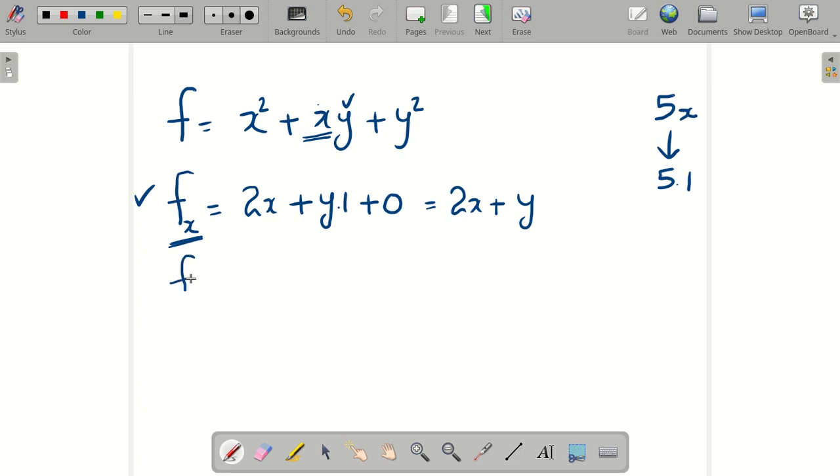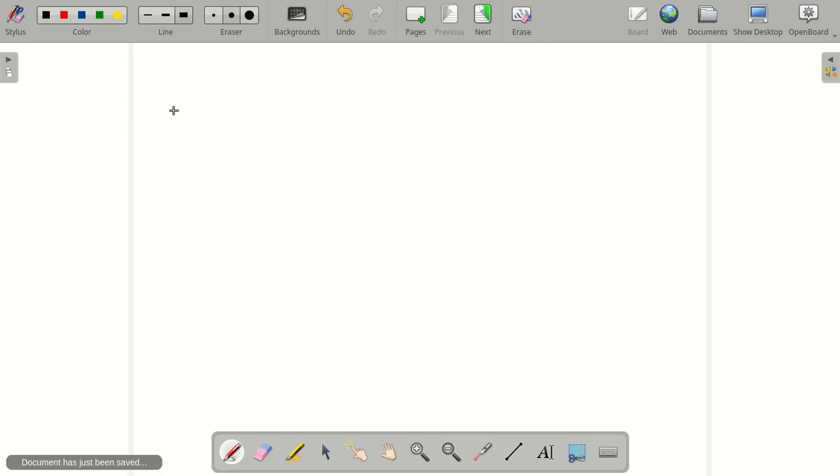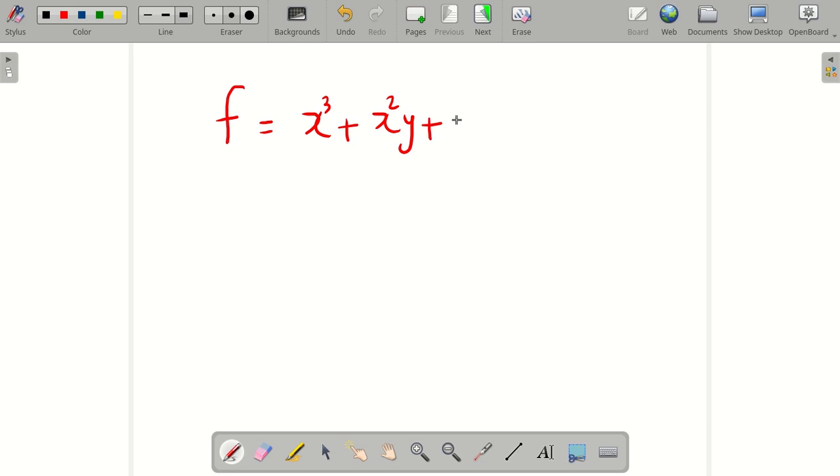And if you want to differentiate with respect to y, you imagine y is the only variable. So the derivative will be 0 plus x into 1 plus 2y. Well, the answer is x plus 2y. Once more, we'll go for a last example. Suppose we have f is equal to x cube plus x square into y plus a square. Don't forget, we are going to differentiate partially with respect to x.